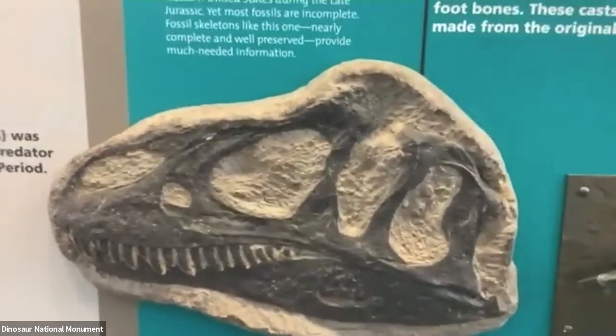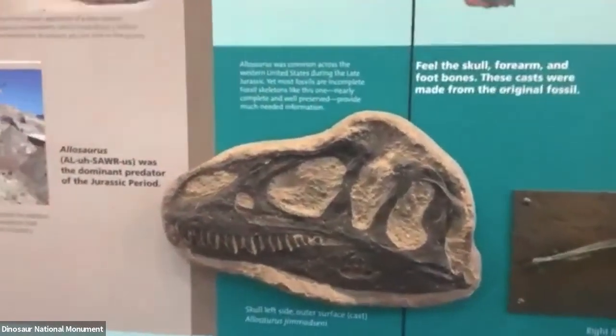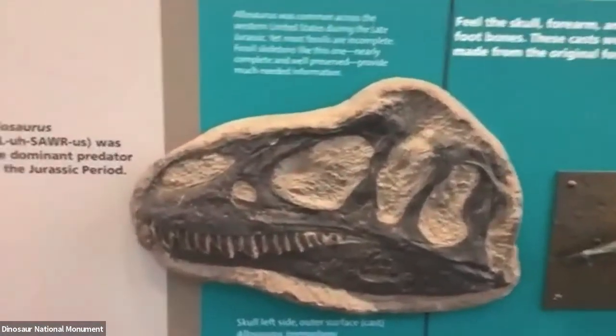So Allosaurus jamesoni was actually described just recently in a paper that came out. It was found in the early 1990s, but wasn't described until recently.